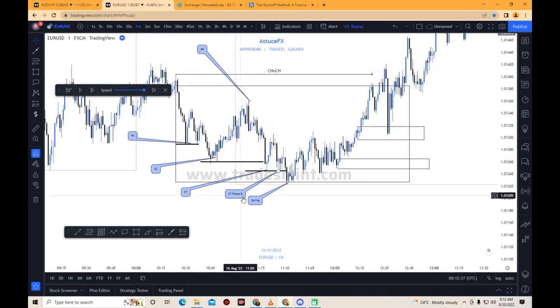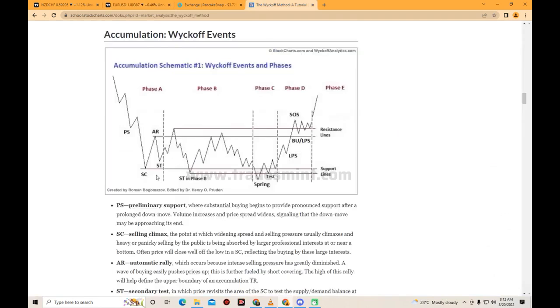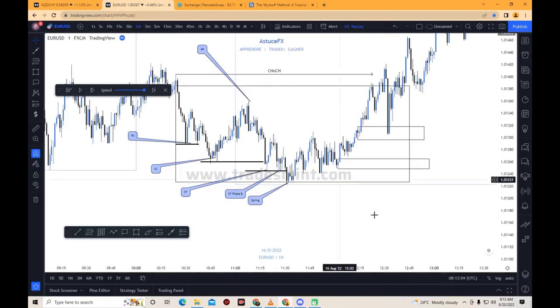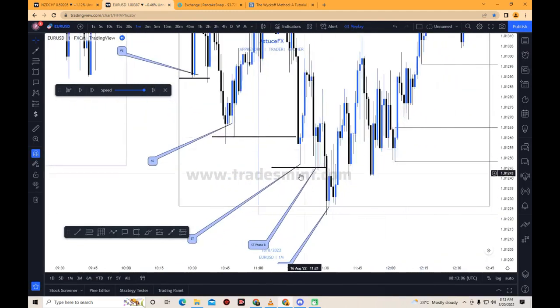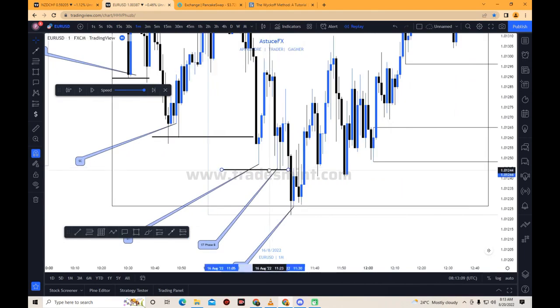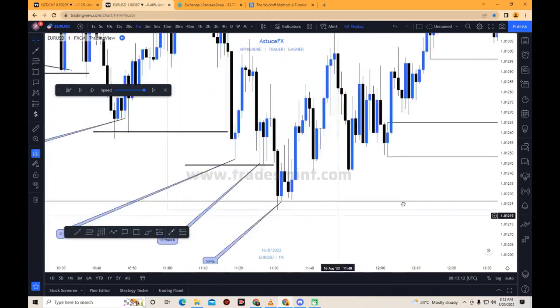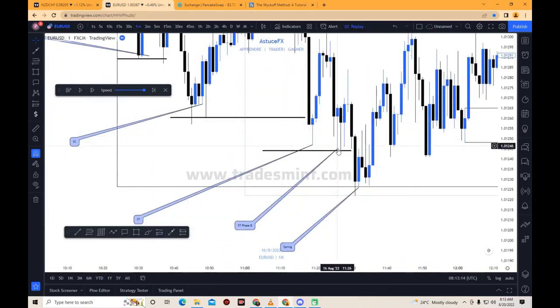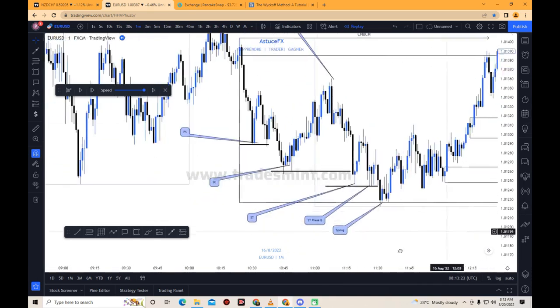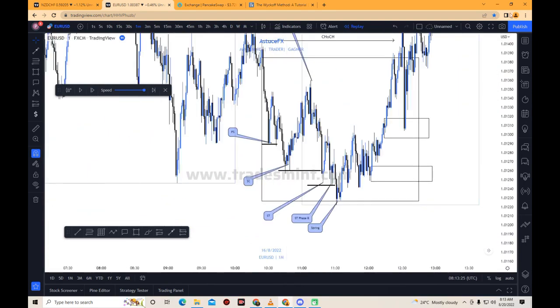Sometimes the secondary test and the secondary test in phase B might be equal lows. It does happen. Sometimes you have this secondary test and secondary test in phase B, and you see this one is a bit higher and this one is lower. But sometimes these two are going to be equal lows. So when you look at this, it's not really equal lows. If I bring this one down, you see this is our secondary test, and this is the secondary test in phase B. This is different, but sometimes you can see equal lows. So this is all a part of the Wyckoff accumulation, and the same thing with Wyckoff distribution.